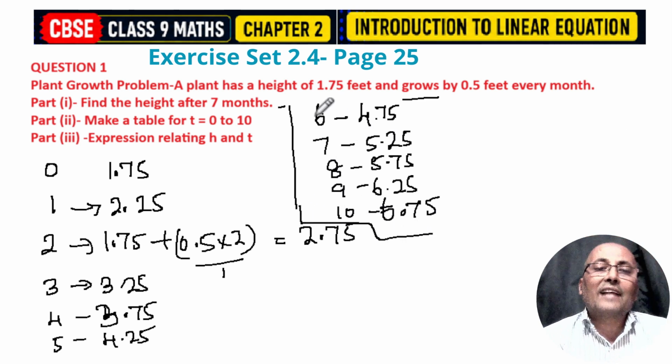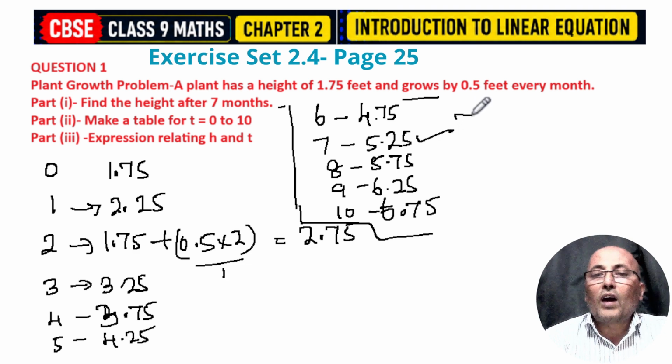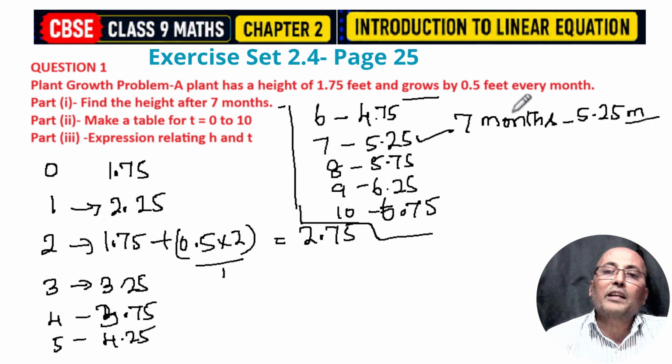Now we can answer all the questions. Find the height after 7 months. This is after 7 months. So after 7 months, the height is going to be how much? After 7 months, height is going to be 5.25. Not meter or centimeter. What is given? Feet is given. That's all. Then the table is done.